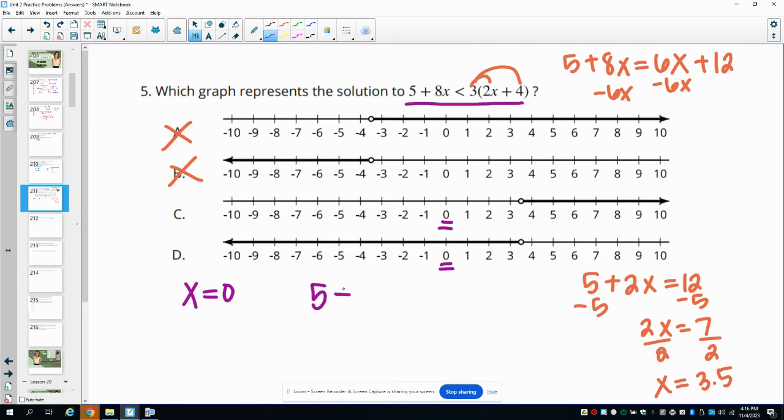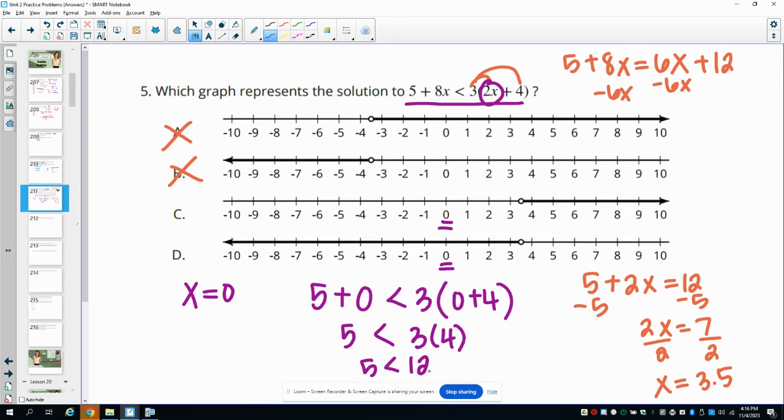So we're going to have 5 plus 8 times 0 is 0. And see if that's less than 3 times. So 2 times 0 is 0. And then we have the plus 4. So this side is saying 5 is less than 3 times 4. And 3 times 4 is 12. So is 5 less than 12? Yes. So that's true. That means 0 is in our solution set.